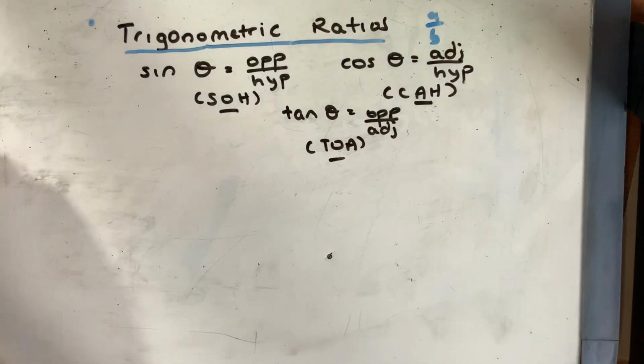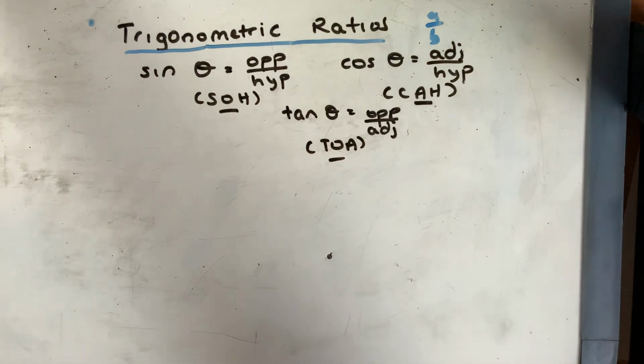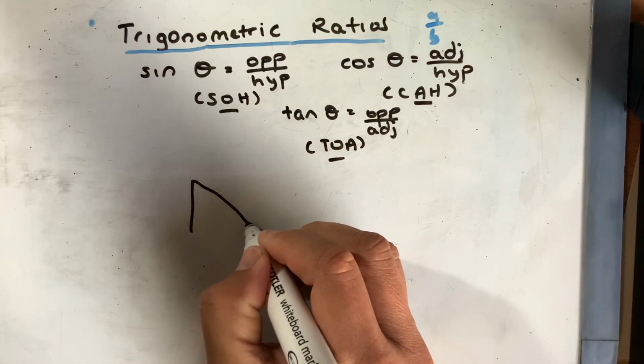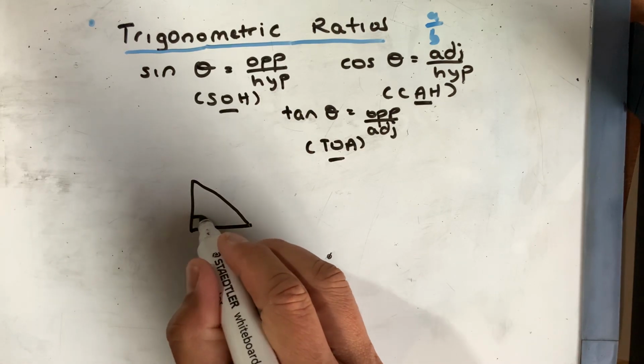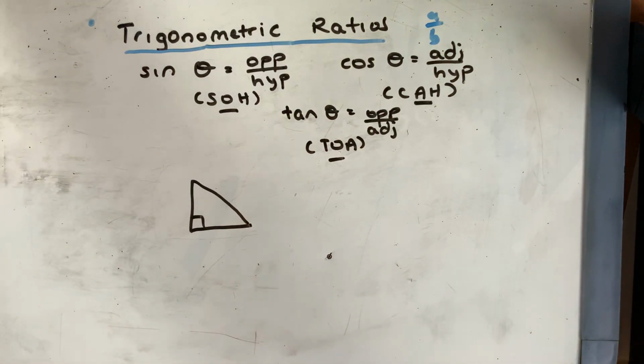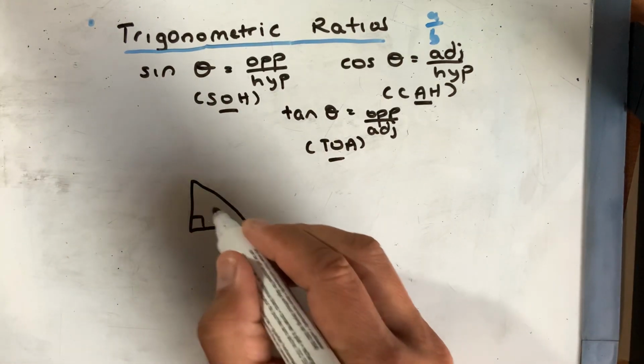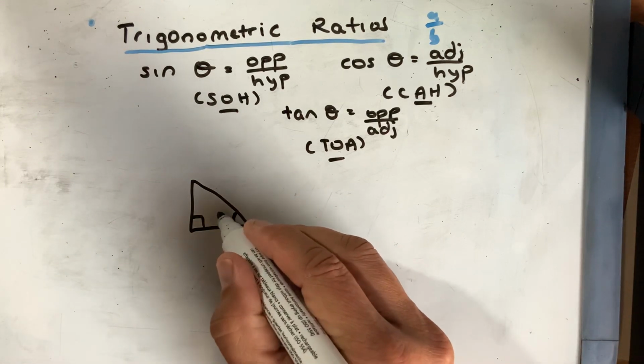Okay, so what do theta, opposite, hypotenuse, and adjacent mean? So we shall look at an example. Suppose we have a right angle triangle. For this trig ratio, it has to be a right angle. Okay, so the theta is actually an angle. It could be this angle or the other angle. Suppose we let this be theta.